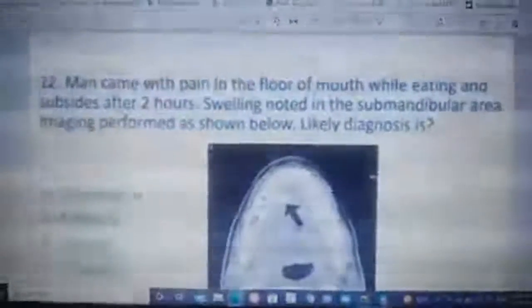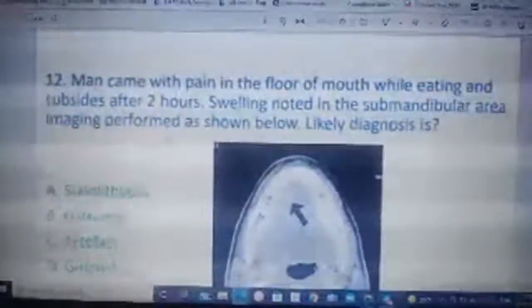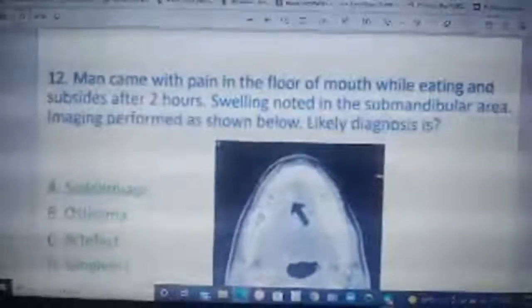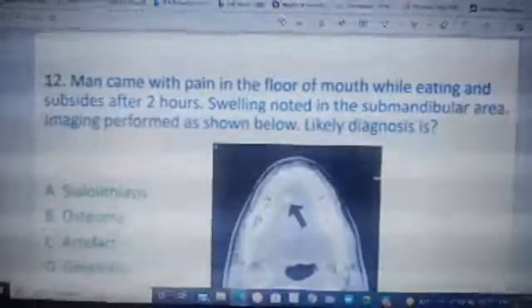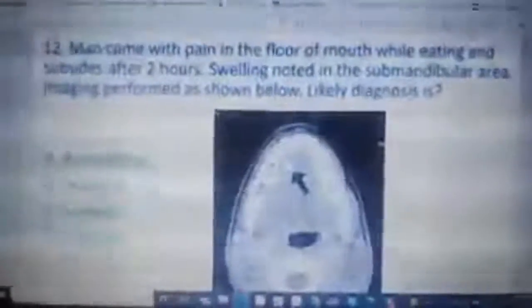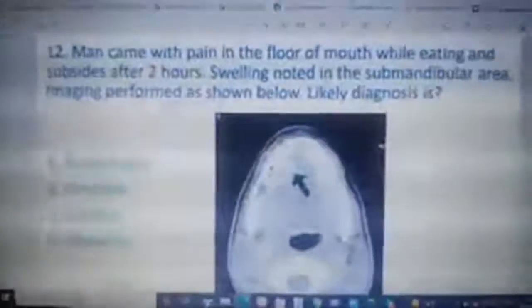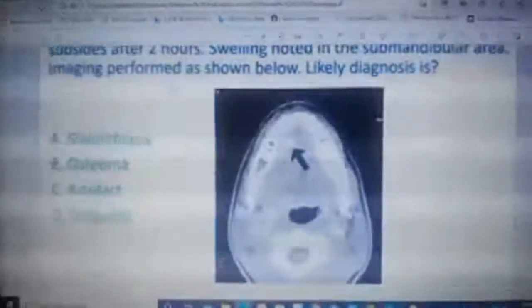The head of stapes. A man came with pain at the floor of the mouth while eating, which subsided after 2 hours. Swelling was noted in the submandibular area. Imaging was performed as shown below. Likely diagnosis? So this is present in the lower part of the floor of the mouth and above the submandibular gland. So it is present in the submandibular glandular duct.